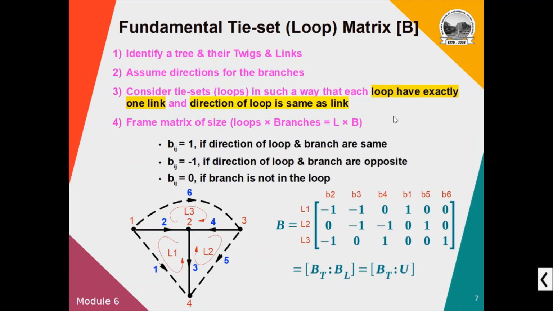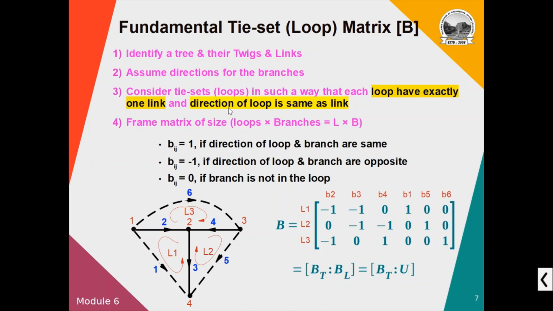Next is the tie-set matrix. The tie-set matrix is designated by the letter B. It is similar to the mesh equations. Here the equation is formed by identifying the loops. So the first step, as said before, you have to identify a tree, and you have to identify the twigs as well as links, and assume directions. You have to assume some directions to the branches. These two things have been told earlier also.